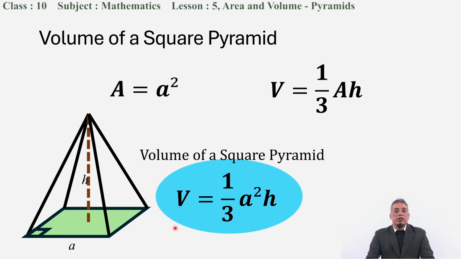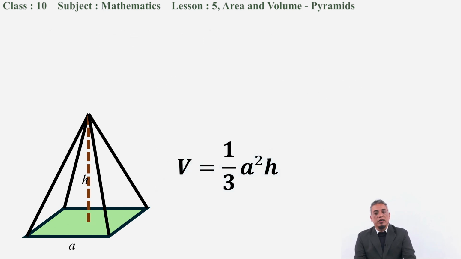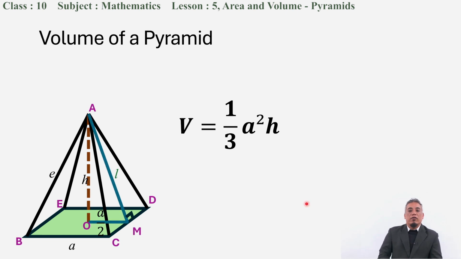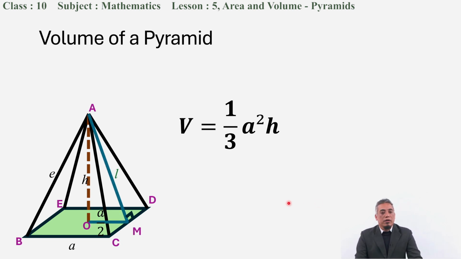Here V means volume, 1/3 is 1/3, a means side length, and a squared is there, and finally H is there, which is the main height of the pyramid. So this way we conclude this is the formula for the volume of a pyramid which is square based.